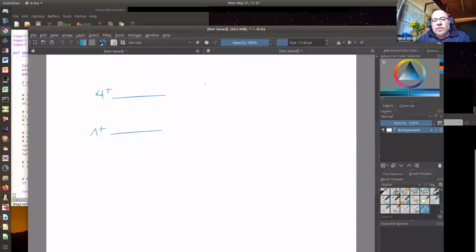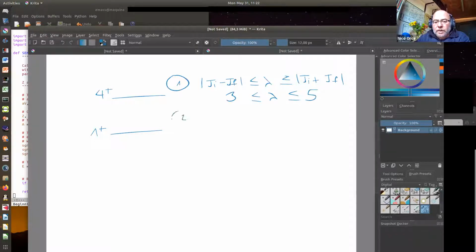So first thing is, we go and say, okay, this is j initial minus j final, less or equal than the multipolarity lambda, less or equal than j initial plus j final, right? So j initial is 4, j final is 1. So 4 minus 1, 3, less or equal than the multipolarity, less or equal than 4 plus 1, 5. I mean, this is just 1, point 1, point 2. So which ones, there's no parity change.